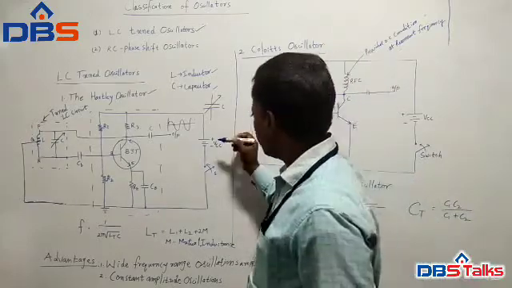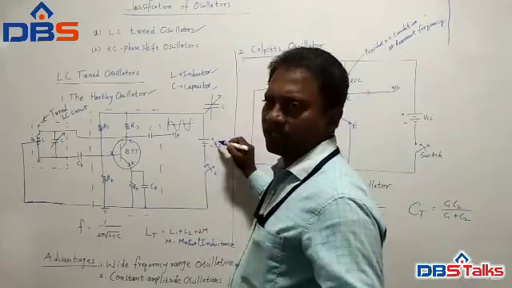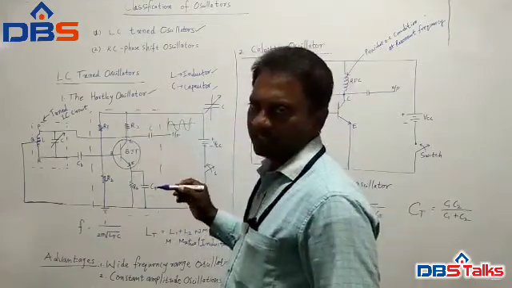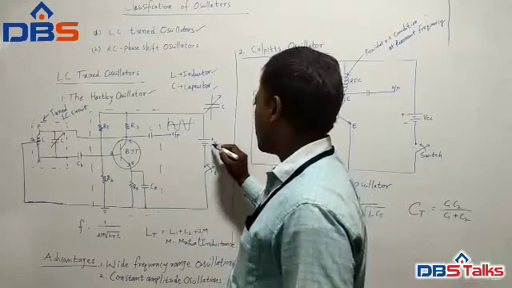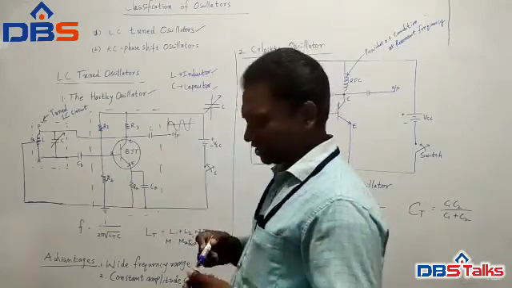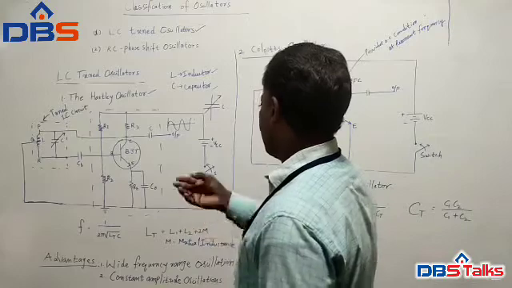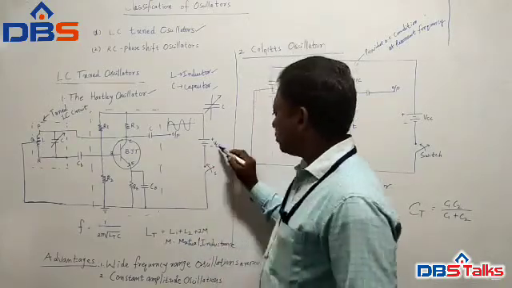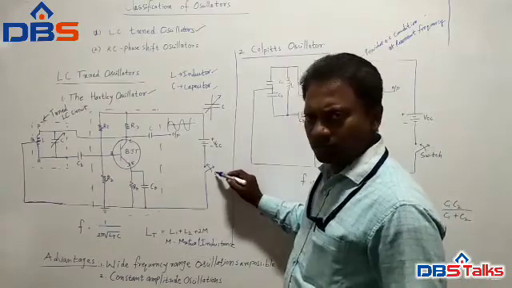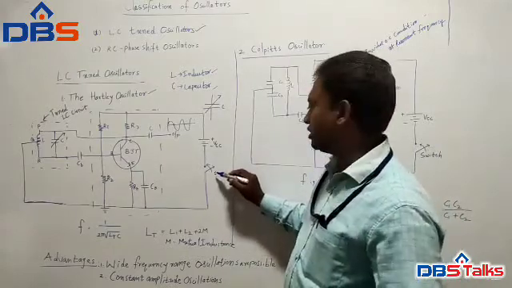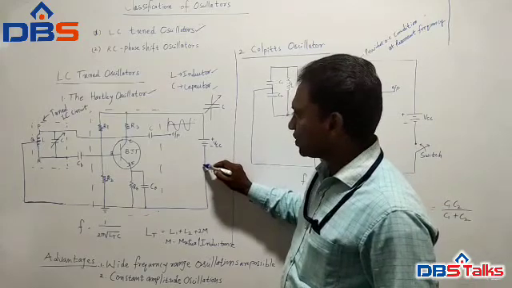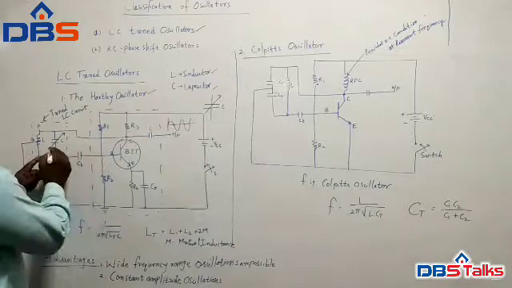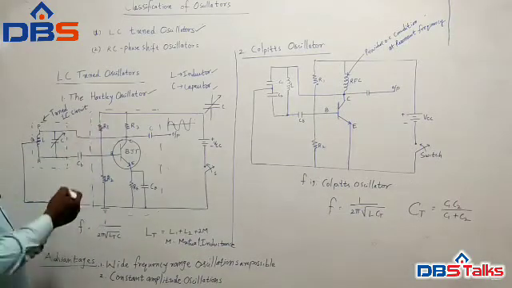Another thing: this VCC is the supply voltage which is used to operate this transistor or oscillator. Supply voltage must be given to the transistor to operate it in the required mode. Now coming to the operation of the Hartley oscillator, whenever the switch is closed, this capacitor charges to the maximum value.